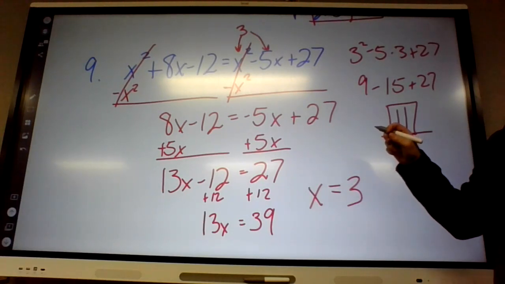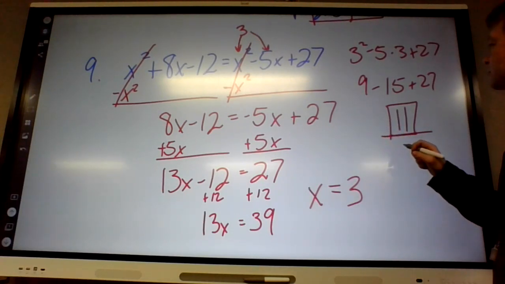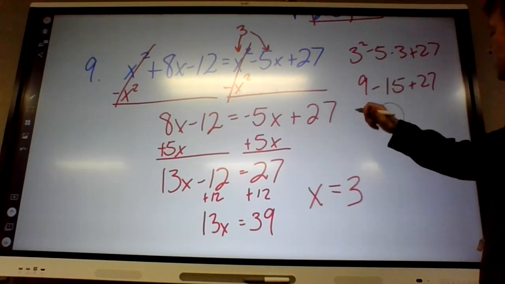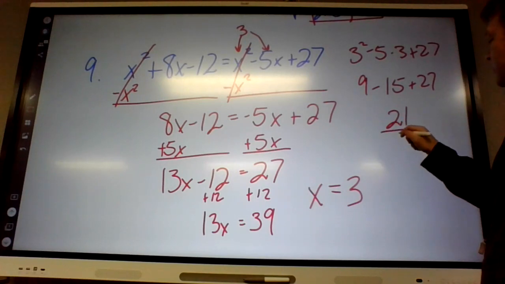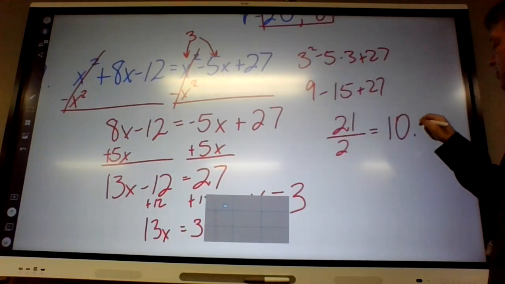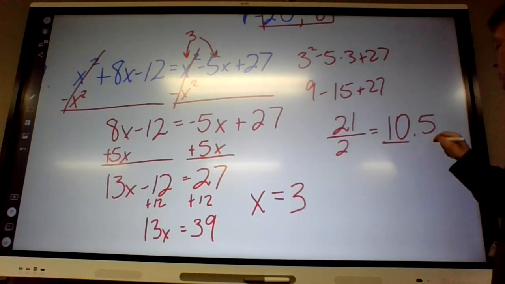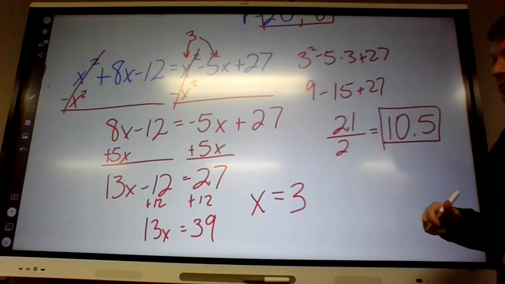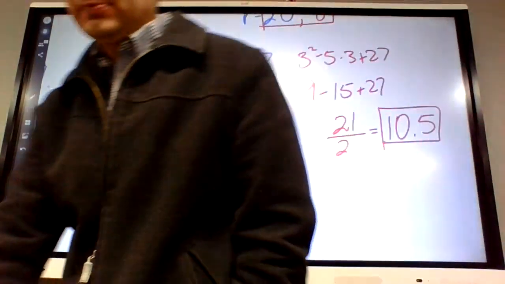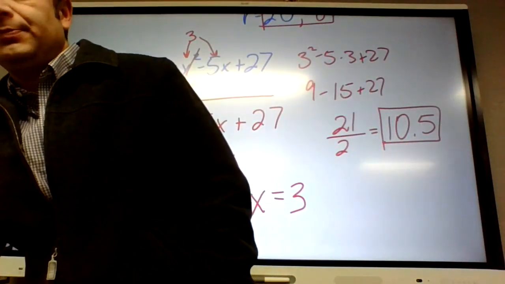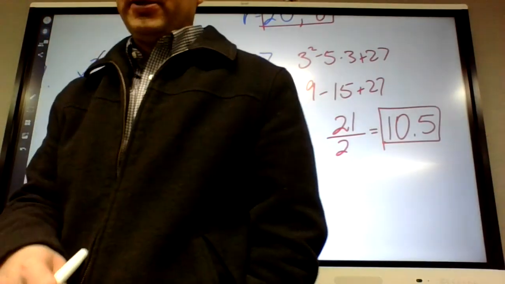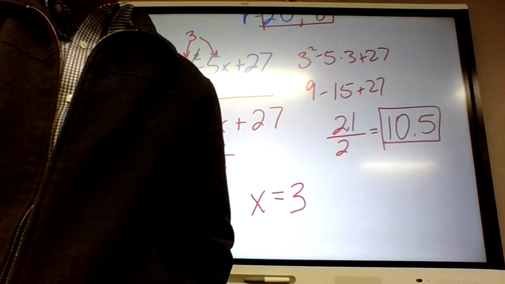How'd you get 21? You're right. Okay, but I forgot to divide by 2, so it's 10. Okay, speaking of Pythagorean theorem, number 11.